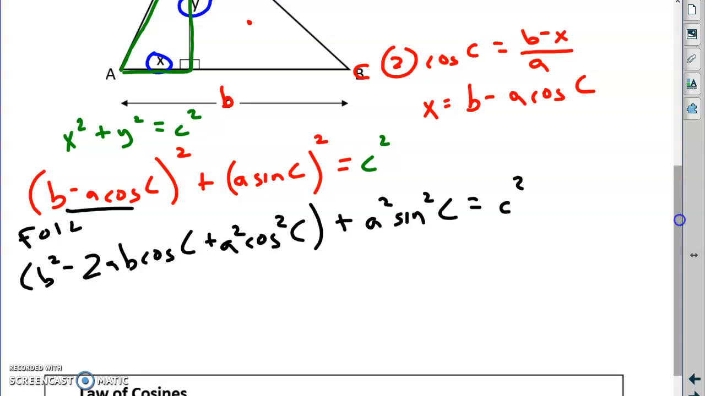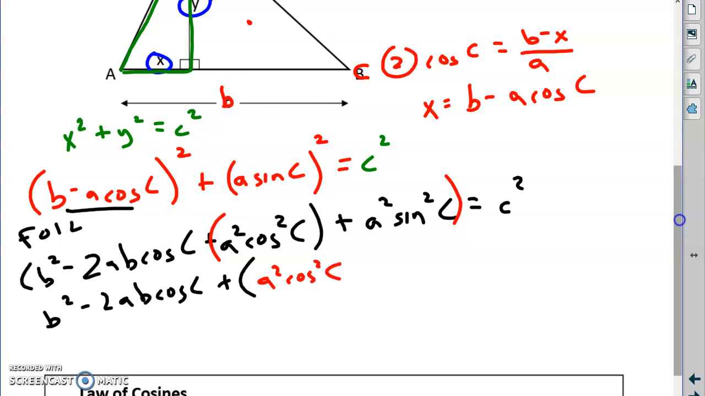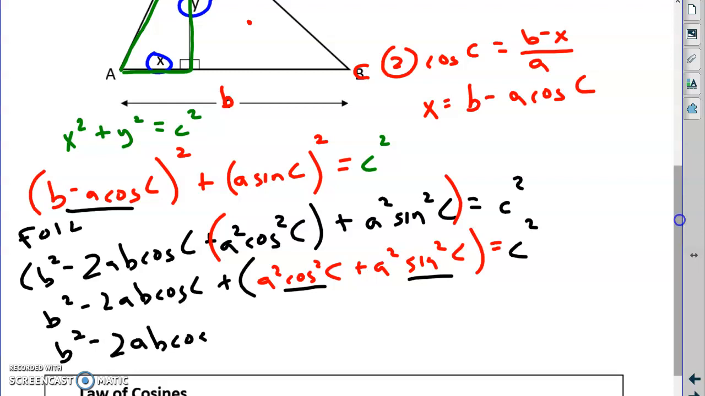Next, again, mathematicians see things like this. They're trying to come up with valuable tools. I'm going to regroup. I see something right there. b squared minus 2ab cosine of C plus a squared cosine squared C plus a squared sine squared C equals c squared. What did we learn last unit about sine squared plus cosine squared? Equals 1.